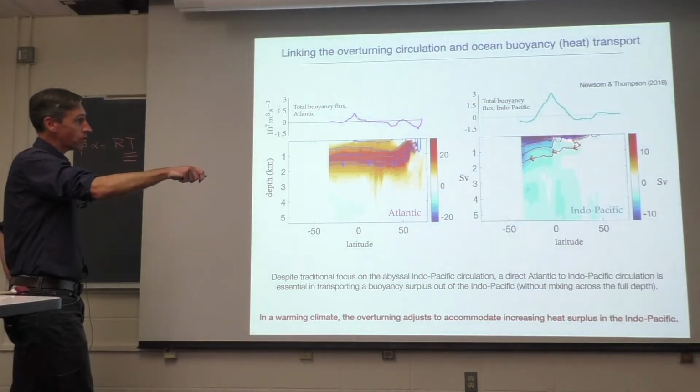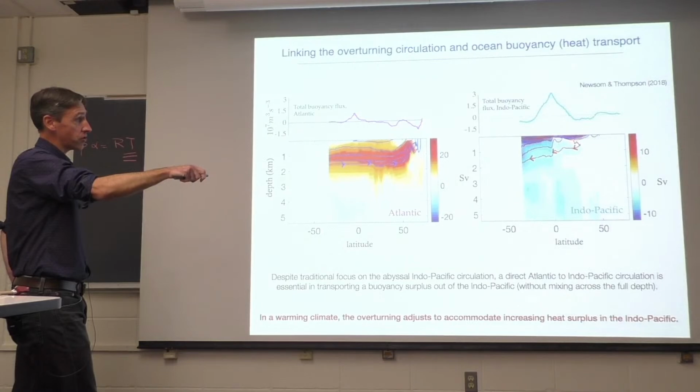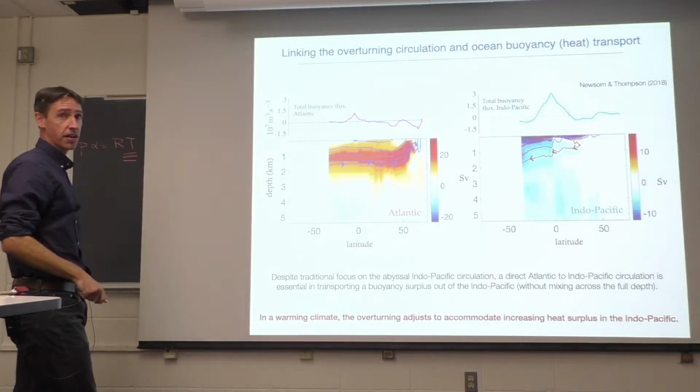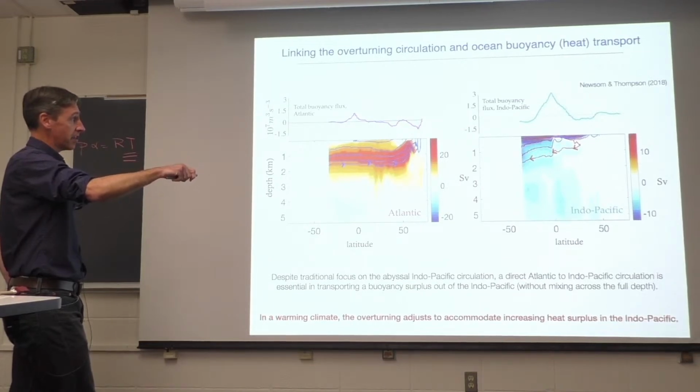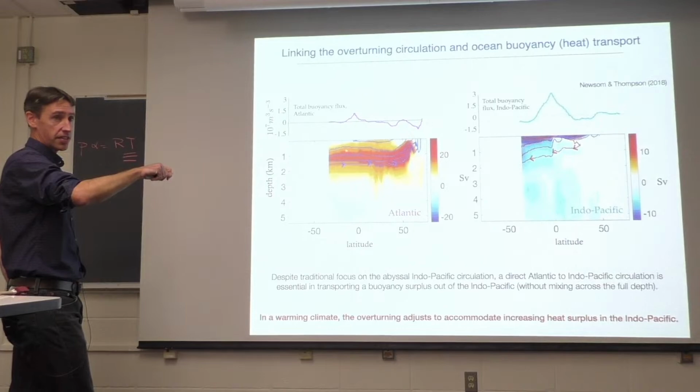Some of this heat or buoyancy comes in and just moves around those gyres, comes in at low latitudes and goes back out in those western boundary currents. But there is a very important component that sinks to a depth of about 1,000 or 2,000 meters and is directly transferred into the Atlantic, right?